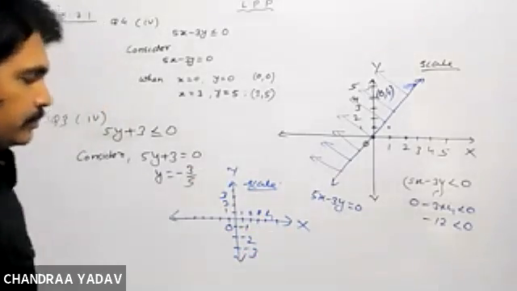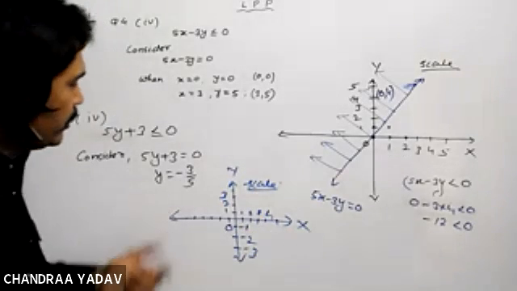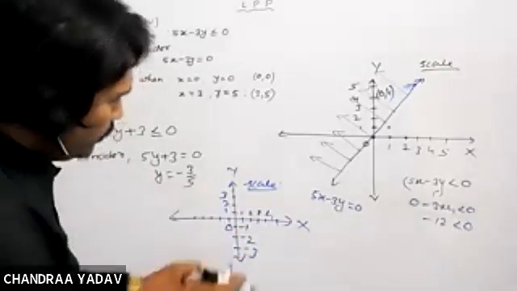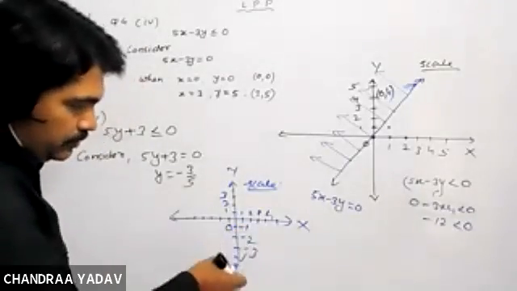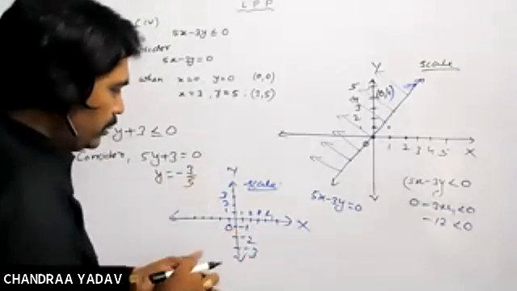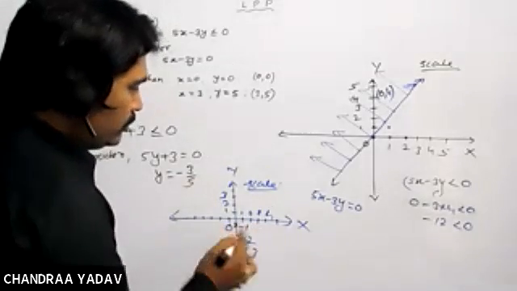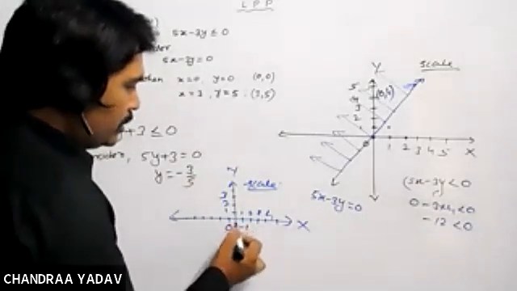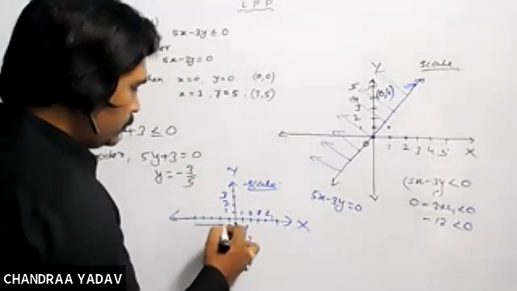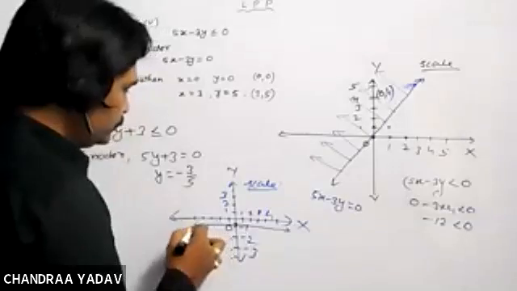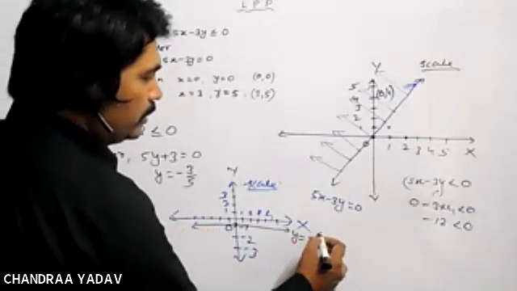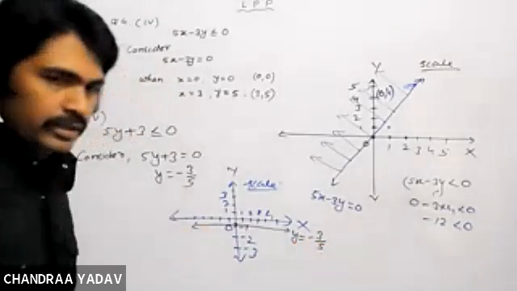Now minus 3 by 5 means minus 0.6. So keep this interval a little bit larger, somewhere here. No need to take an actual measurement, but somewhere between 0 and minus 1. So it is something like that. See this one, we'll write here y is equal to minus 3 by 5. Is it clear?